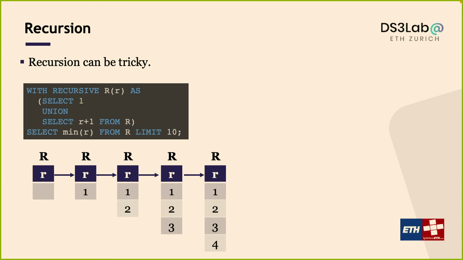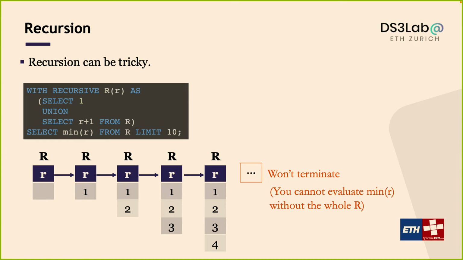It's assuming it doesn't have too much information about the aggregation function and about the semantics of your SQL query. It will not do really deep analysis into what you are trying to do in this recursive query in general, because that's super hard. So in this case, it will never terminate, because if you know nothing about the aggregation function, you cannot evaluate it without knowing the whole R. And that's what the database tries to do.